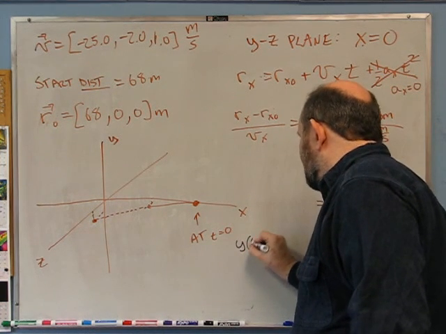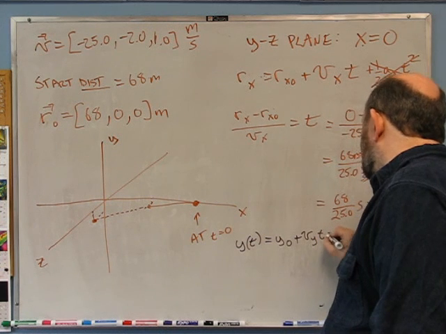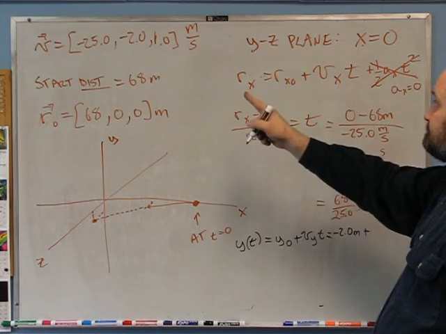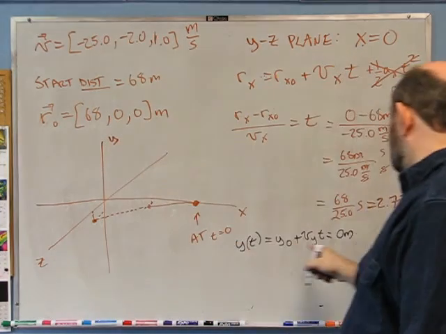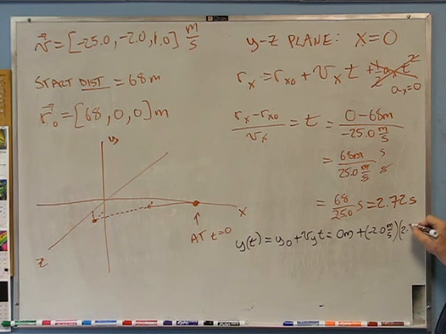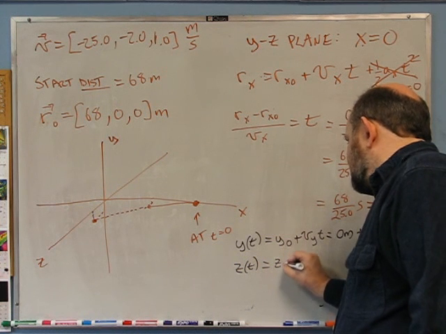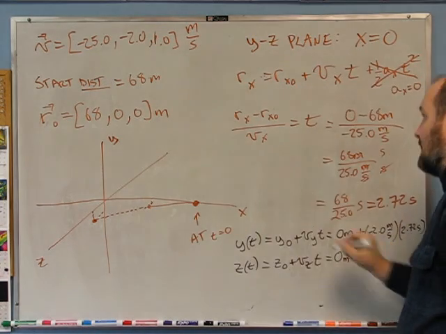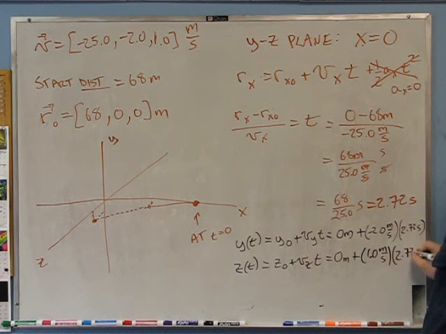So we know Y at time t. This is not Y times t, I mean Y as a function of t. It's function notation. It's going to equal Y zero plus VY times t. So that's going to equal, I lied to you, y0 is 0 meters, because that's r0. And then Vy is minus 2.0 meters per second, times t, which is 2.72 seconds. And then z of t, again in function notation, is z0 plus vz times t, where z starts at 0, that's the initial z, plus vz, which is 1.0 meters per second, times 2.72 seconds.